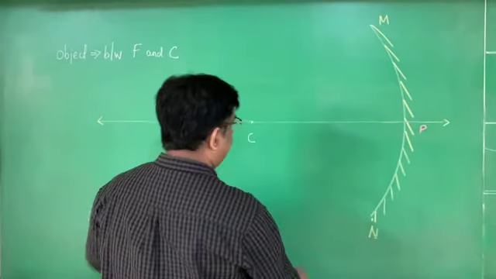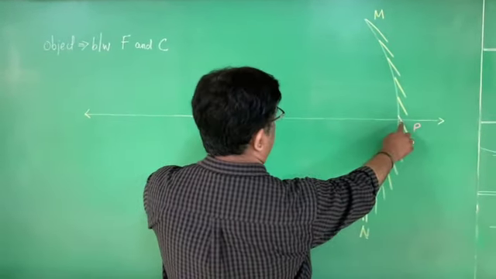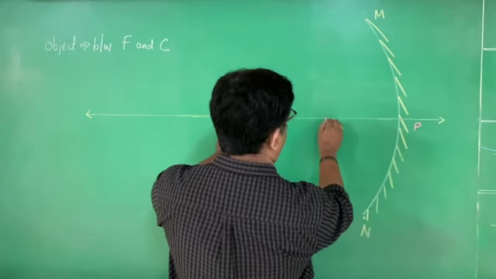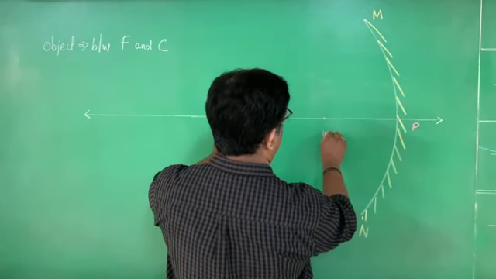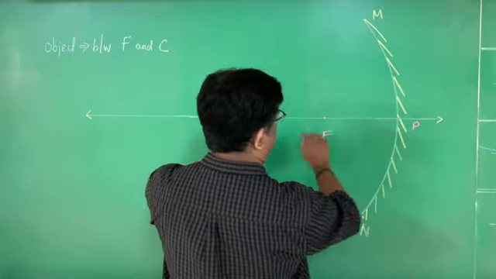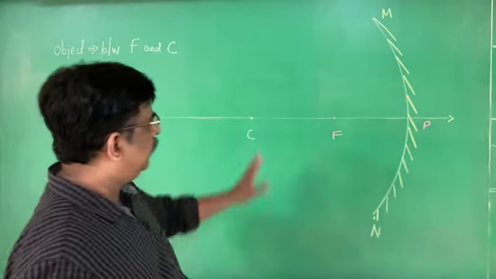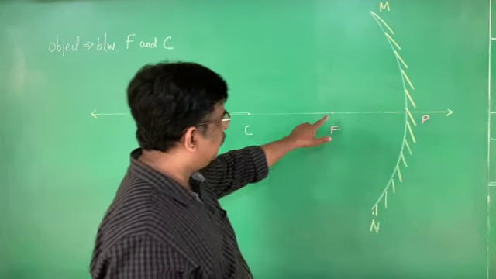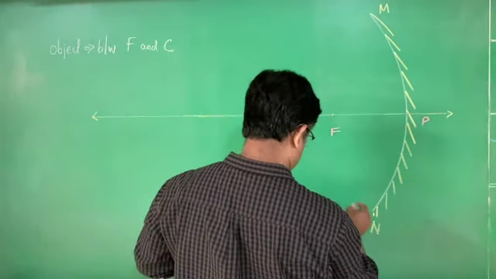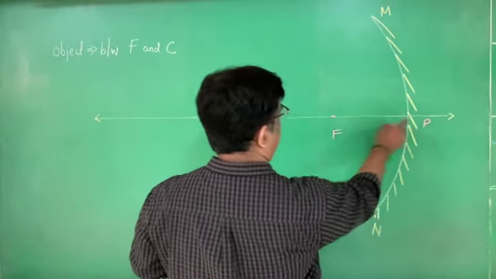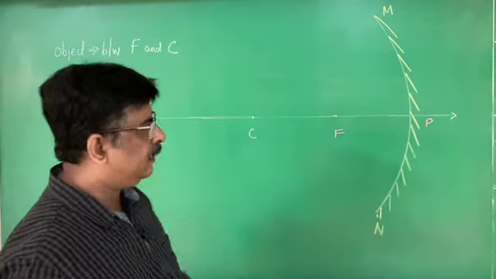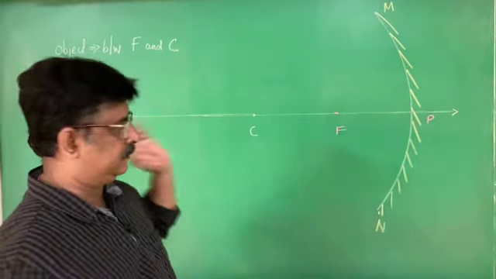Then the midpoint of P and C is the principal focus. Again, I mention that we are not taking exact measurements; approximately it is the midpoint of PC. But in higher classes we are going to take this exactly.